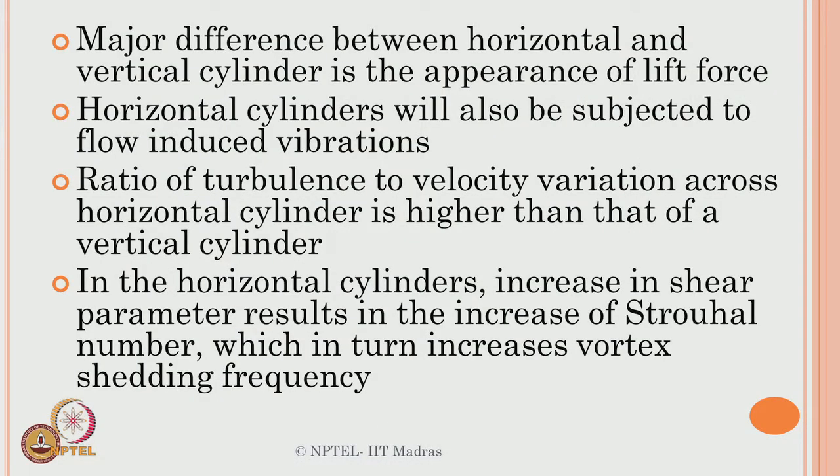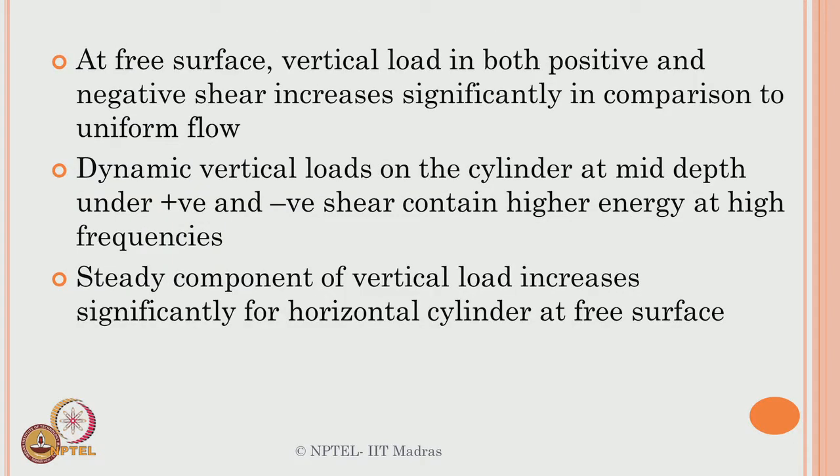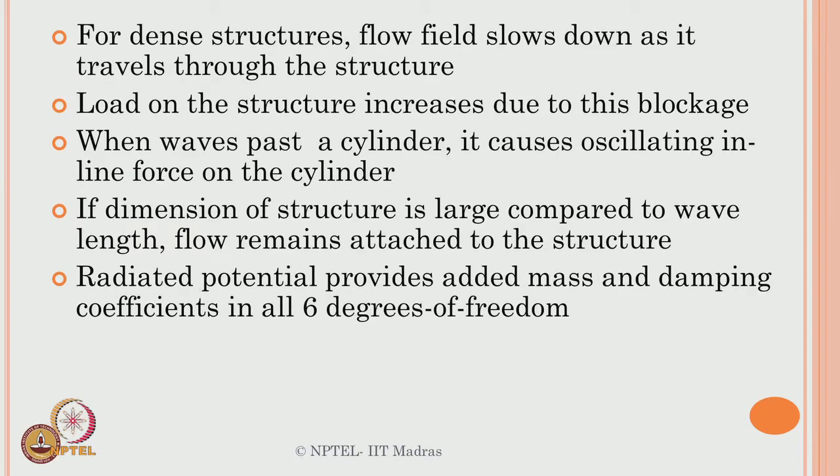The ratio of turbulence to velocity variation across the horizontal cylinder is higher than that of the vertical cylinder, we have already seen in the last lecture. In horizontal cylinders, there is an increase in shear parameter which results in an increase in Strouhal's number, which in turn increases the vortex shedding frequency. Of course, at the free surface, the vertical load in both positive and negative shear increases significantly in comparison to uniform flow. The dynamic vertical loads on the cylinder at the mid depth under positive and negative shear contain the highest possible energy at very high frequencies. The steady component of vertical load increases significantly for a horizontal cylinder only at the free surface.